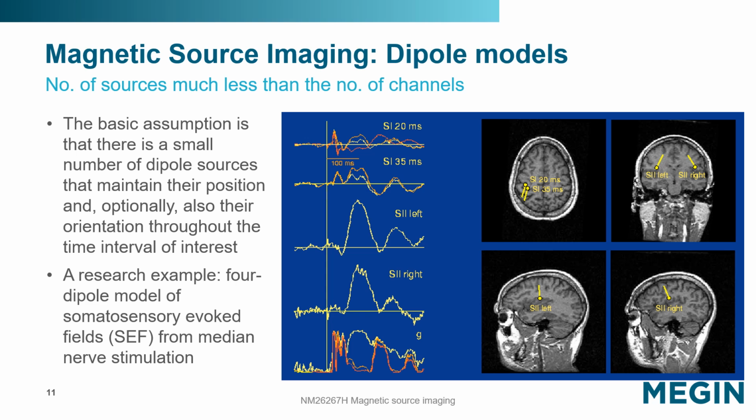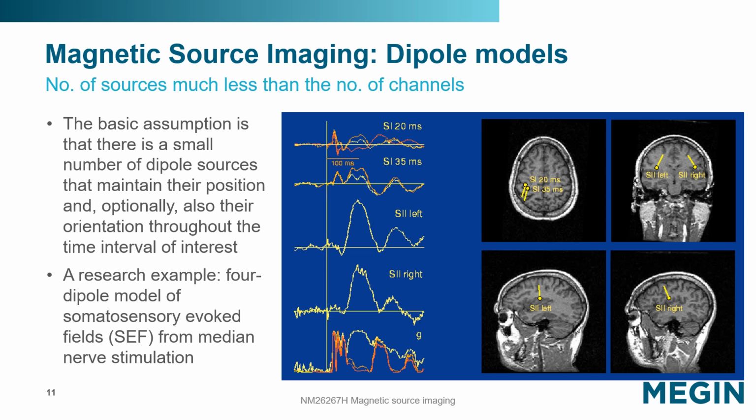Dipole models can provide a useful approach to magnetic source imaging when we know, for example, from the physiology, that there are few focal sources which can explain the measured signals. Thus, the basic assumption of dipole models is that a small number of focal dipole sources, typically less than 5 or about 10 at most, maintain their positions and may have fixed orientations or can change their orientations throughout the time window of interest, 50 to 400 milliseconds.